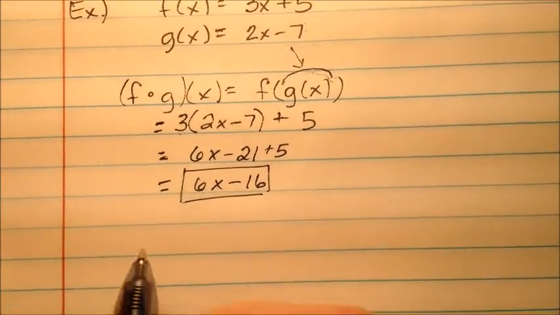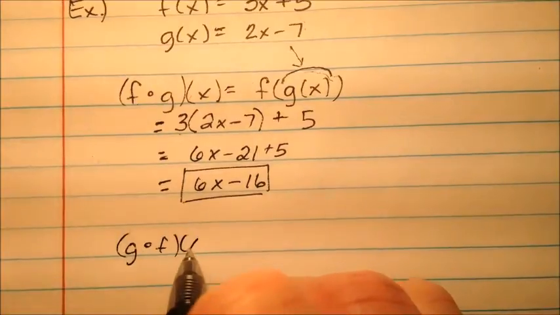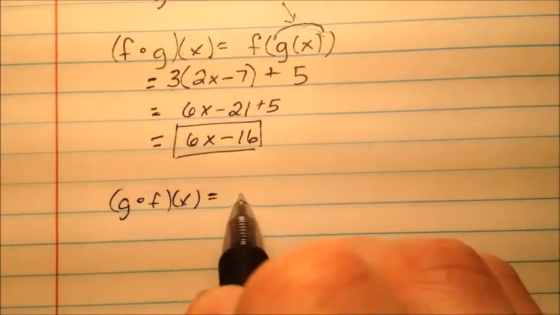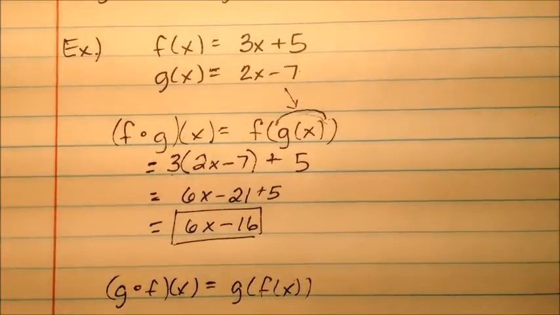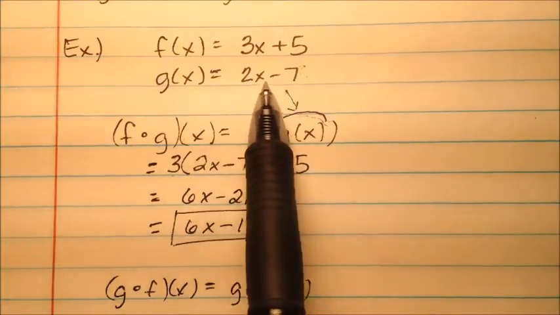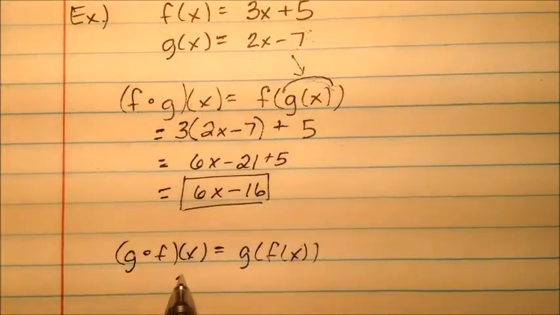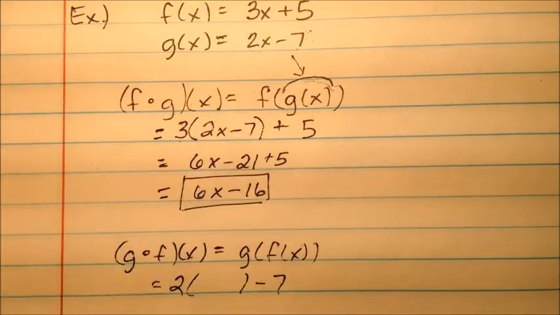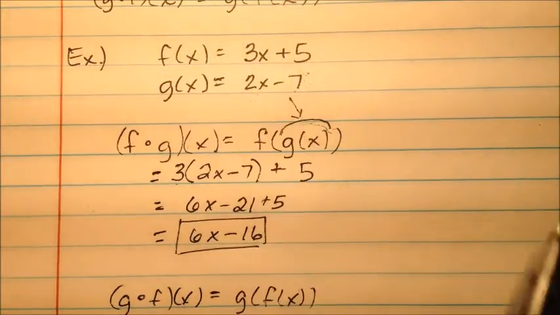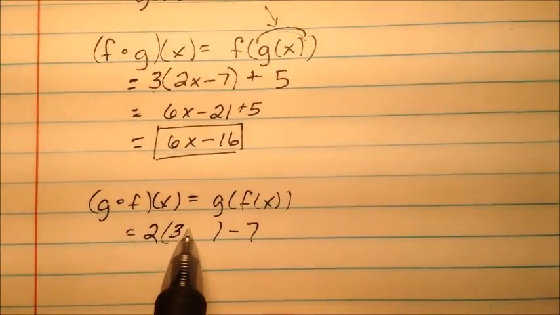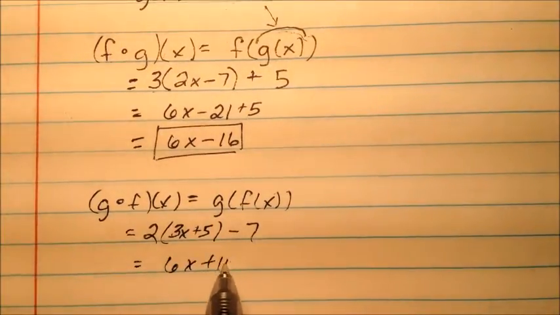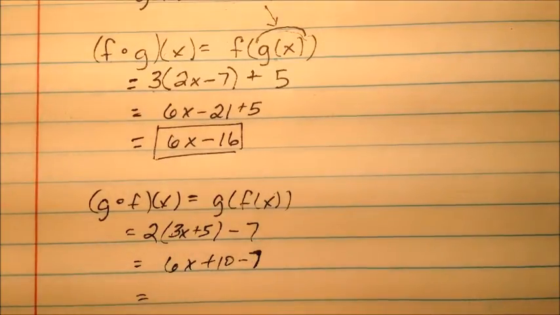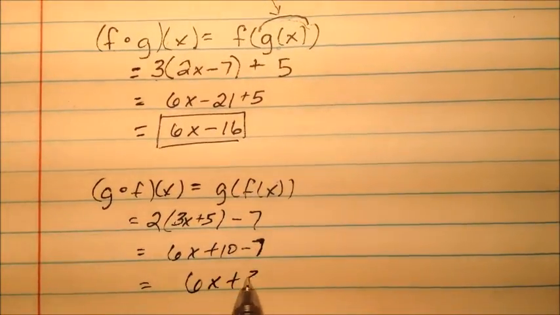We can also go the other way around and find g circle f of x, which is going to be putting the f function into the g function. So if we look back up here real quick, our g function is the 2x minus 7. So I have 2 and then our x and then minus 7. So I'm going to put something in for the x. And what am I putting in for the x? Well, I'm putting the f function, 3x plus 5. So when I go ahead and distribute that, I'm going to get 6x plus 10 minus 7. So to simplify it, it should be 6x plus 3.